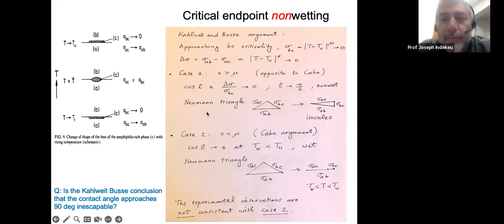So what I believe is happening is that these experiments had better be revisited and redone with perhaps more accurate and more modern means of observing the contact angles and doing measurements on them and determining exactly what is going on near the critical endpoints.